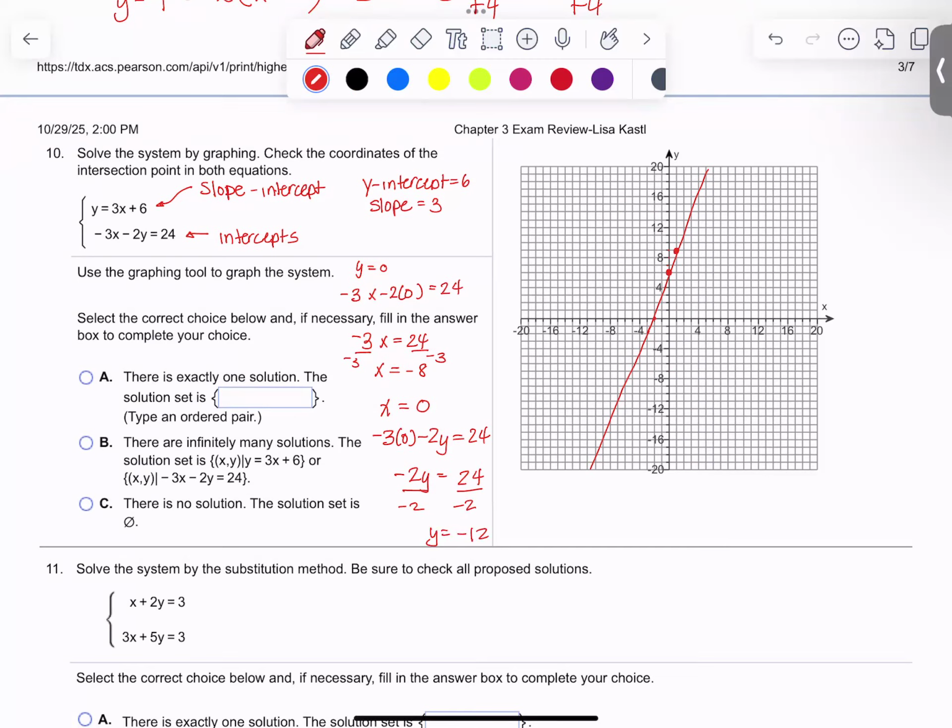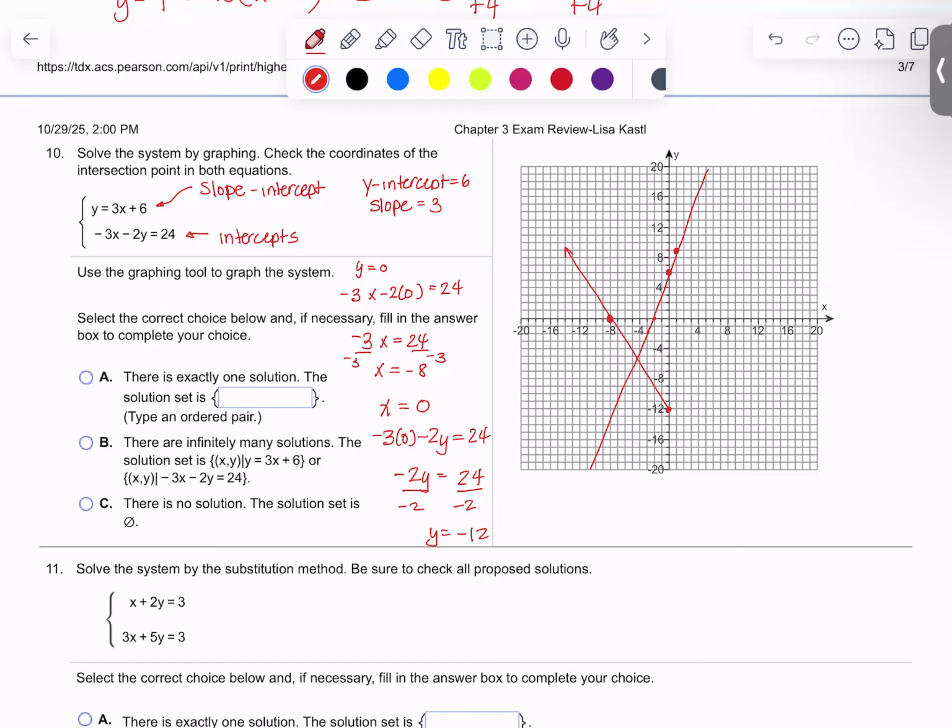So we're going to plot negative 12, which is right there, and negative 8, which is right there. So the x-intercept is negative 8, the y-intercept is negative 12. So we're going to graph those. Let me see if I can draw a straight line.